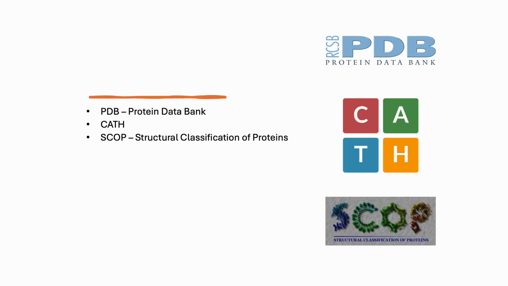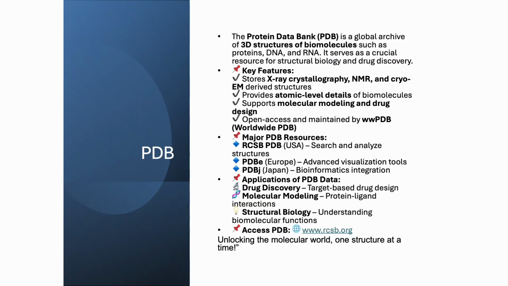The most popularly used structural databases are PDB, CATH, and SCOP. PDB stands for Protein Data Bank, CATH stands for Class, Architecture, Topology, Homology, and SCOP stands for Structural Classification of Proteins. Let's see PDB first. The Protein Data Bank is a global archive of 3D structures of biomolecules such as proteins, DNA, and RNA. Although its name says Protein Data Bank, the database now has 3D structures of even DNA and RNA.